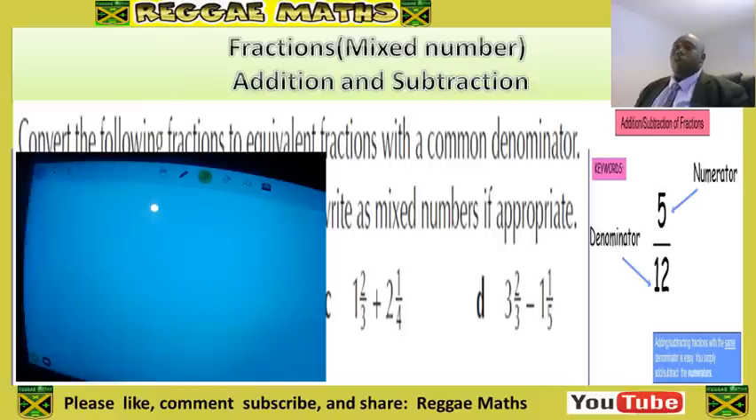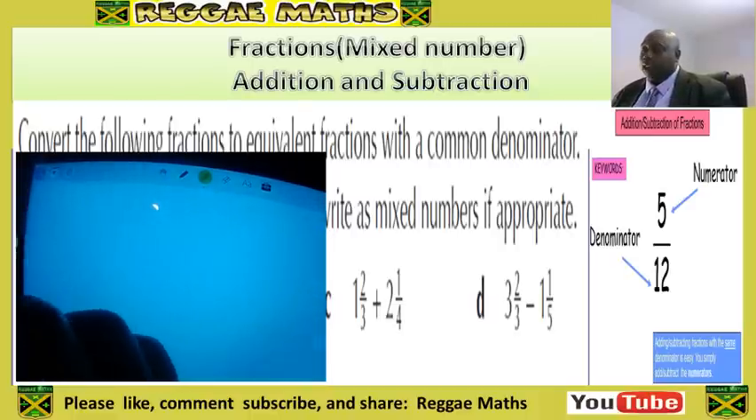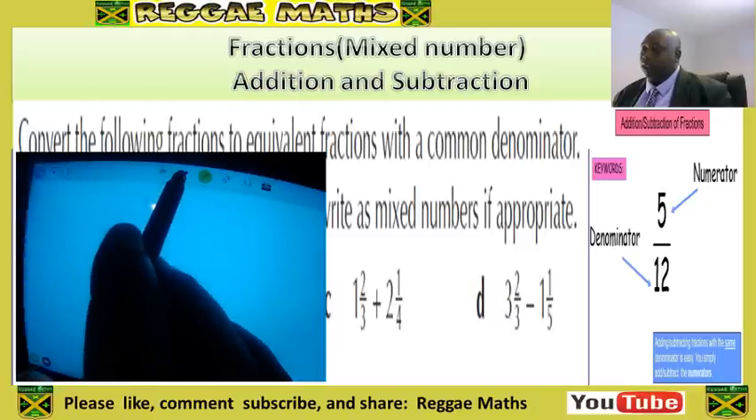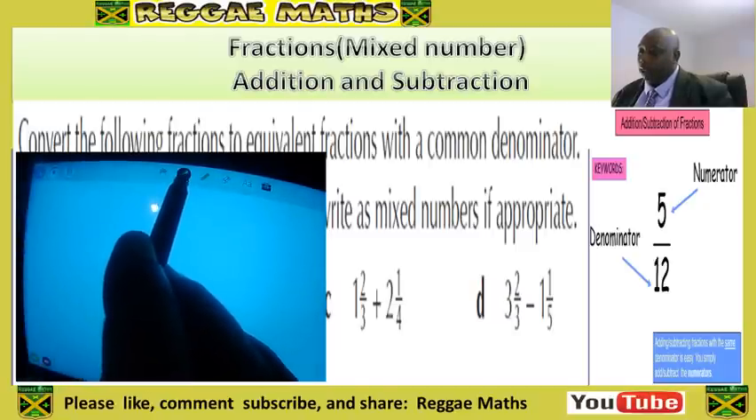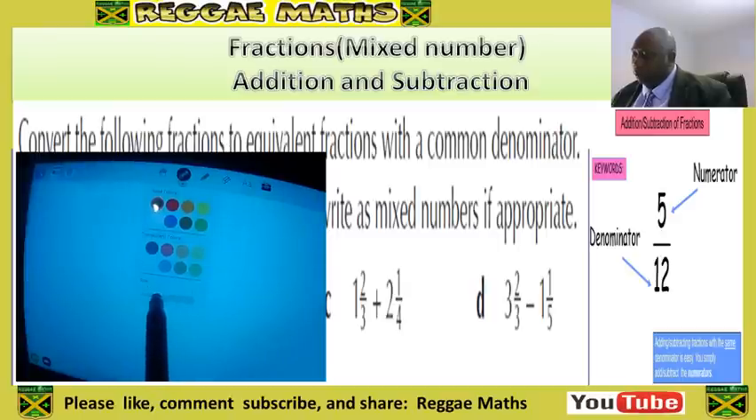The same thing that worked for addition is the same thing that works for taking away. So if I write out the next question, nice and easy, like Sunday morning, the same procedure.